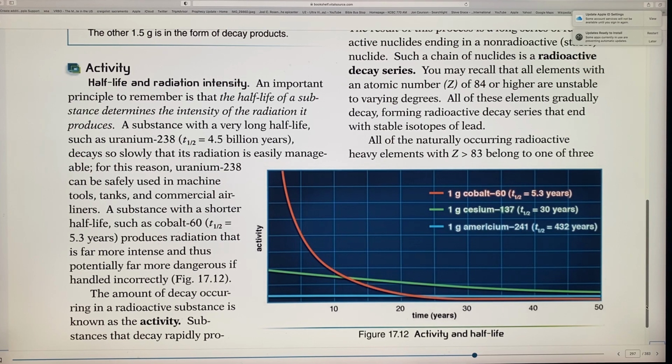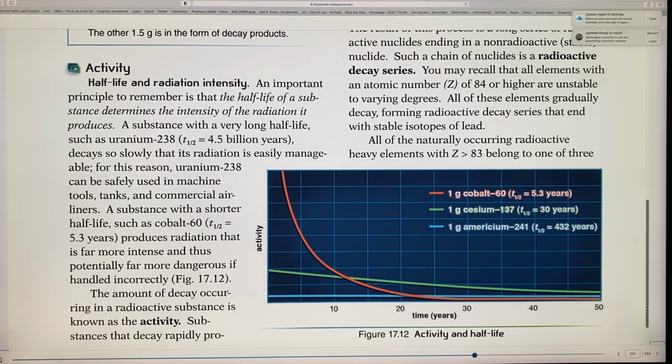So, activity. An important principle to remember is the half-life of a substance determines the intensity of the radiation it produces. What does that mean? It means a substance with a very long half-life, such as uranium, takes 4.5 billion years to even get going, right? And it's very heavy. It decays so slowly that its radiation is easily manageable. For this reason, uranium-238 can be safely used in machines or tools or tanks or commercial airliners because it's not going to decay right away, right?